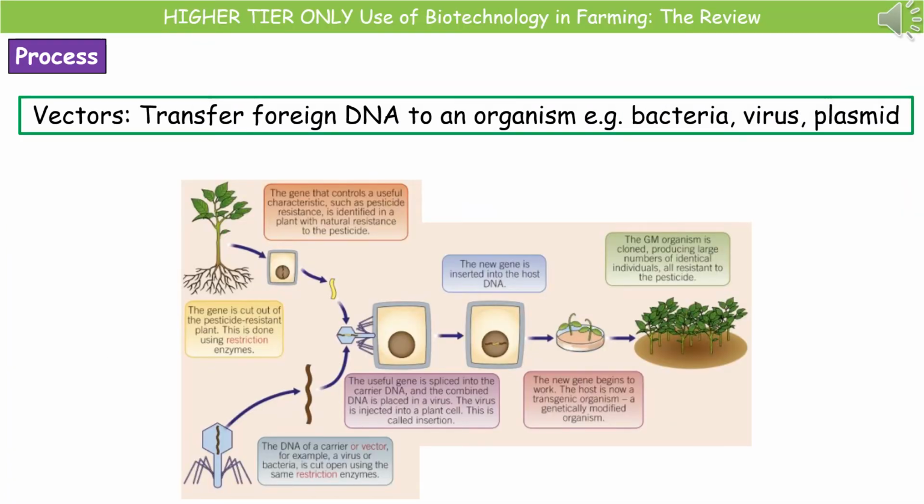For those of you doing a higher tier paper, remember a vector is the thing that's used to transfer foreign DNA to an organism. It could be a bacteria, a virus, or a plasmid. And the diagram at the bottom there just shows you how this is actually carried out in order to make our genetically modified organism.